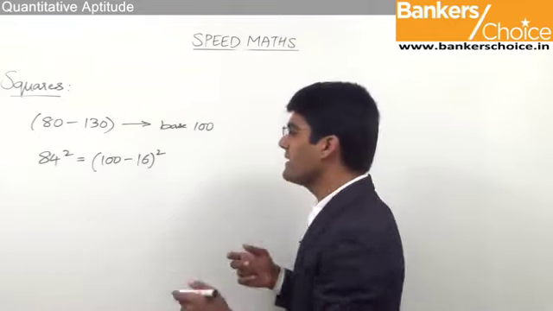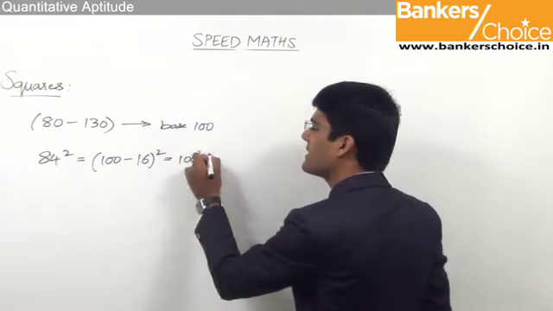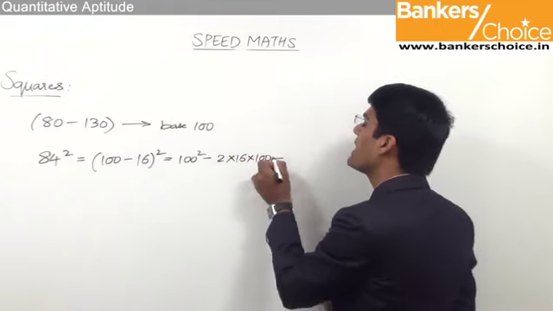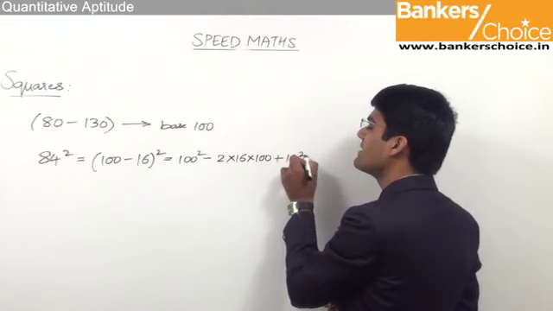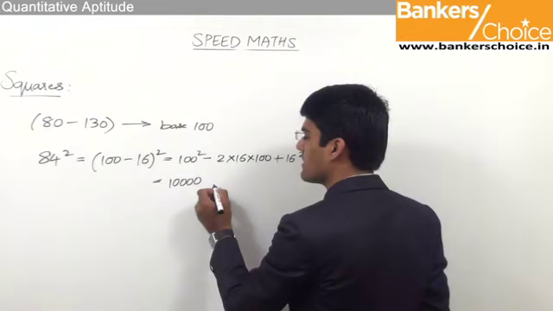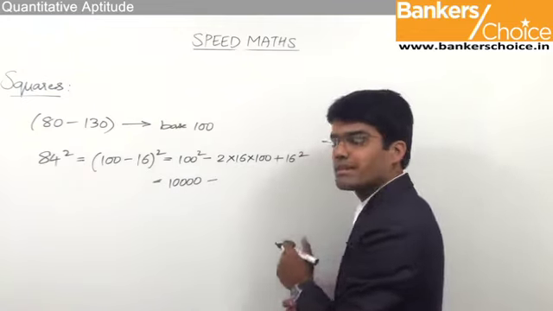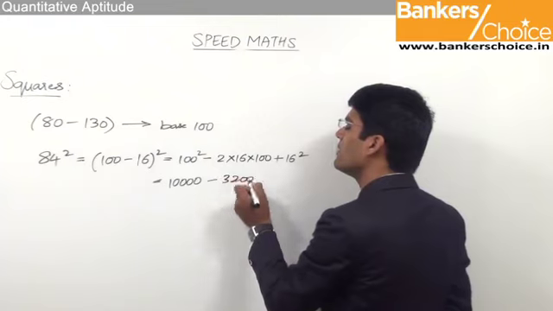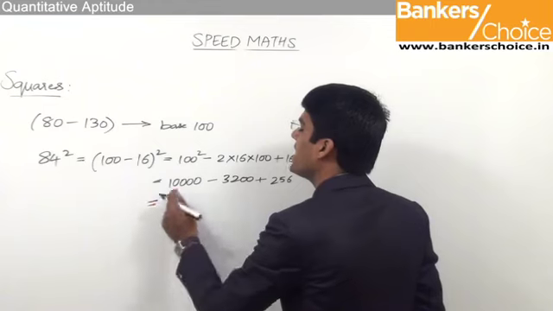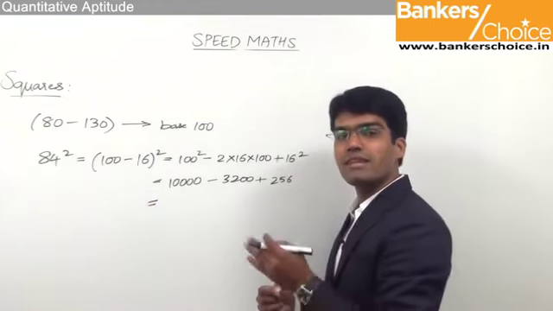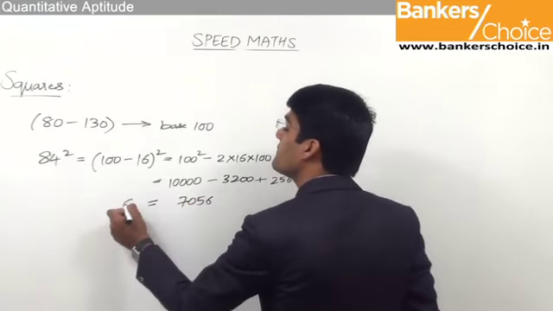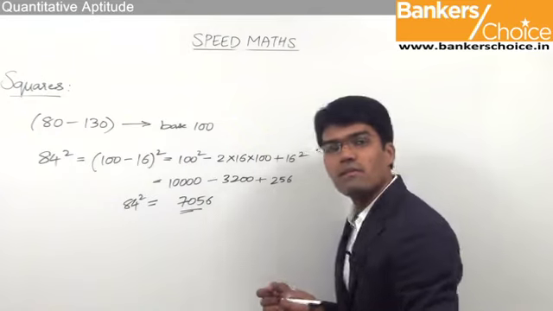Now if we try to expand this, we get the first term as a square, that is nothing but 100 square, minus 2 into 16 into 100, 2ab, plus b square, that is 16 square. Now if you look at this, the first term is 100 square, which is nothing but 10,000, minus second term here, 2 into 16, 32, into 100, 3,200, plus the last term here is 16 square, which is 256. So 10,000 minus 3,200 is 6,800. 6,800 plus 256 is 7,056. That means 84 squared will be equal to 7056.